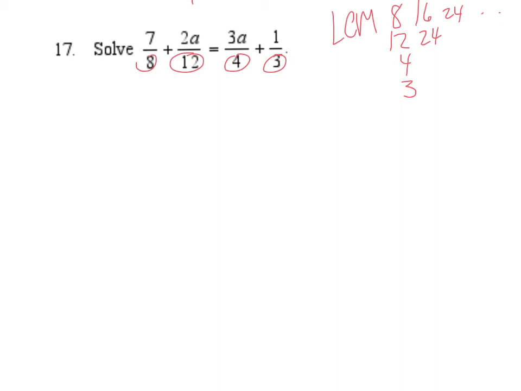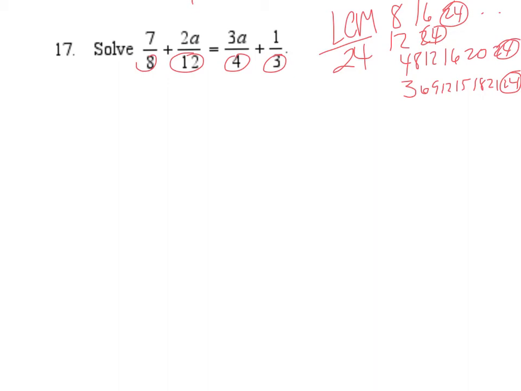So we'll see if 4 can get to 24. So 4, 8, 12, 16, 20, 24. Yes, it got there. So maybe now 3 can get to 24, and that would be my least common multiple. So 3, 6, 9, 12, 15, 18, 21, 24. So yes, we were able to get there. So my least common multiple is 24.